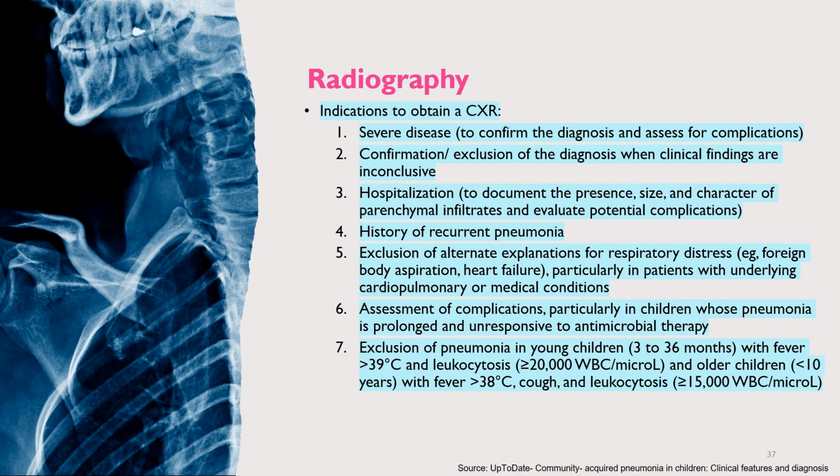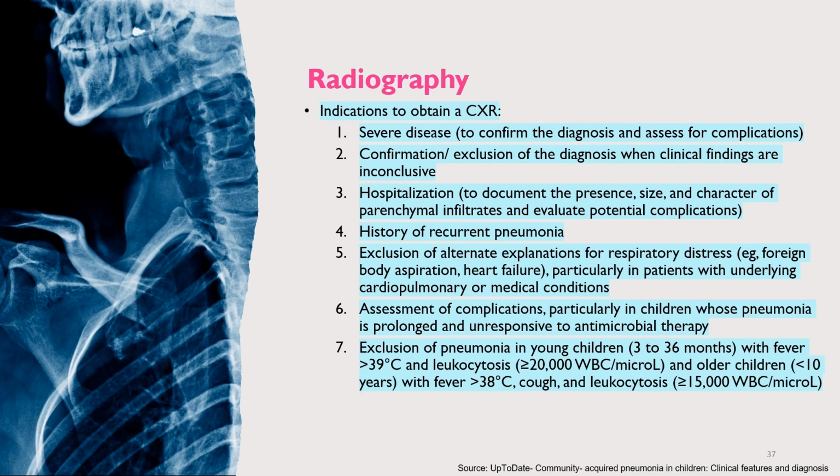If you have a history of recurrent pneumonia, and recurrent pneumonia is important because sometimes the child has an abnormal airway and lung anatomy, so one part of the lung continuously, repeatedly gets infected. So you can suspect that there can be an airway anomaly, or you want to exclude an alternative explanation for respiratory distress, like you're thinking of a foreign body, or you're thinking of heart failure if the child is just having respiratory distress and no fever. So in that case, you can perform an X-ray.